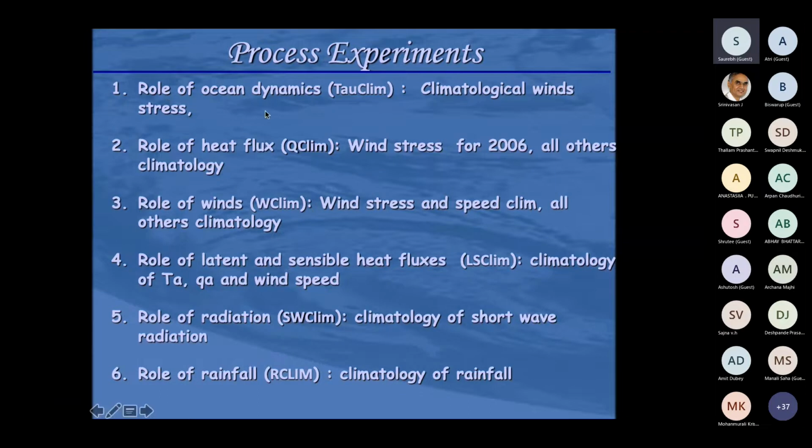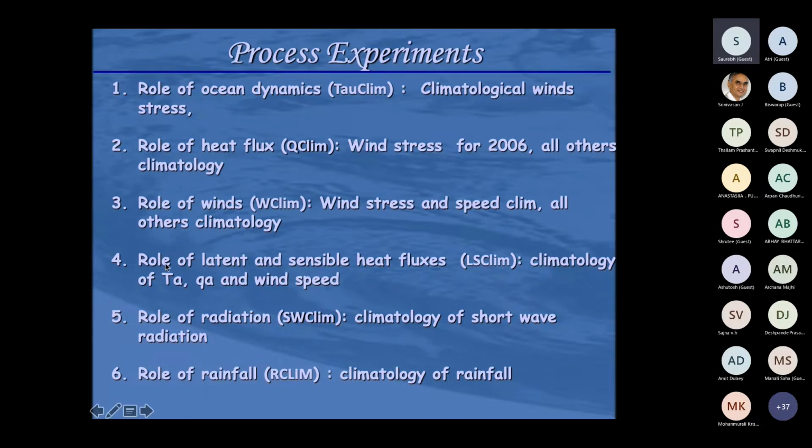Now, to identify the role of ocean dynamics, we replace the winds with the climatological wind stress. And to identify the role of heat flux, we use wind stress for 2006, whereas all other parameters have climatology. This includes air temperature, humidity, wind speed, and everything. Then we can identify the role of winds alone. So there we keep both wind stress and wind speed as climatology, and all others as climatology.